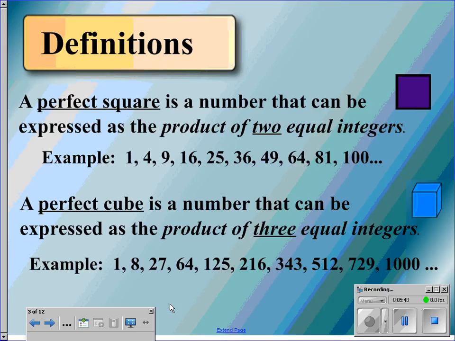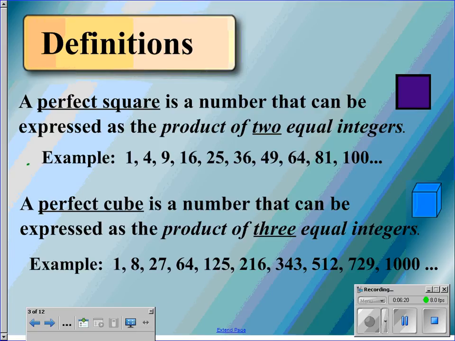A perfect square is a number that can be expressed as the product of 2 equal integers. For example, 1. What 2 equal integers can 1 be expressed as? 1 equals 1 times 1. What about 4? What 2 equal integers can be expressed that one? Grace? 2 times 2. And so on. 3 times 3, 4 times 4, 5 times 5, all the way to 10. So these are your first 10 perfect squares.